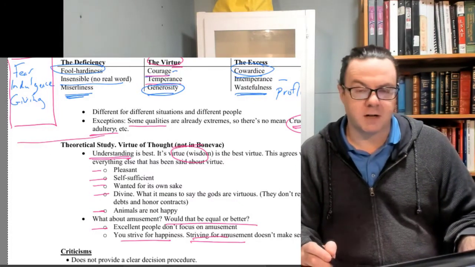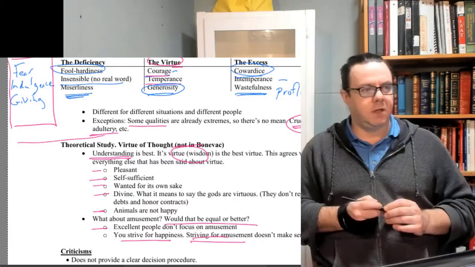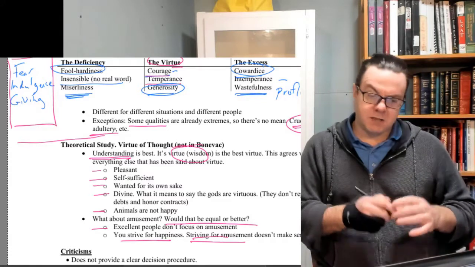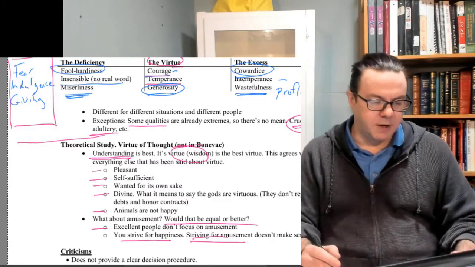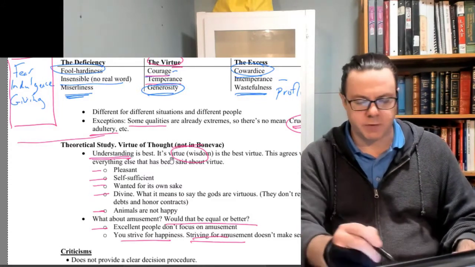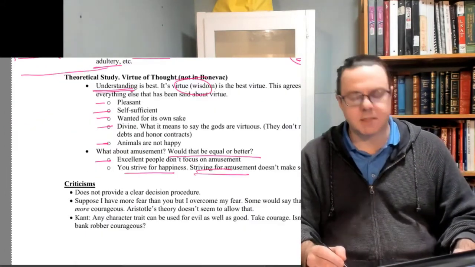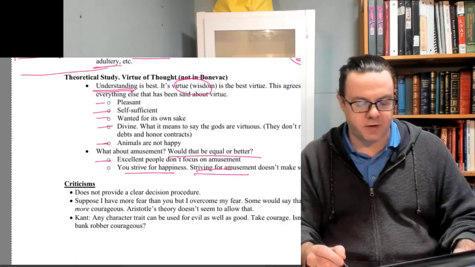Some final thoughts on intellectual virtues. The discussion of moral virtues has been the part that has had more influence and has been of more interest to philosophers throughout history than this discussion on intellectual virtues. So now let's talk about a few criticisms of Aristotle's theory, a few problems.